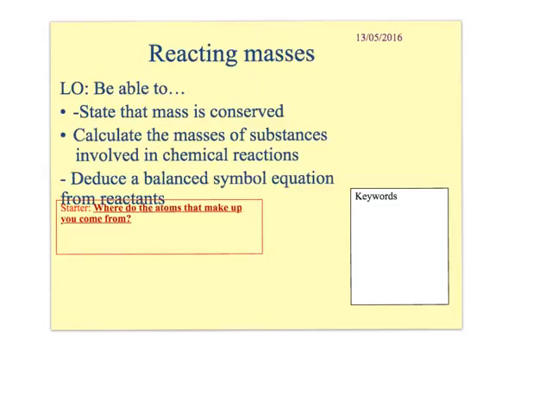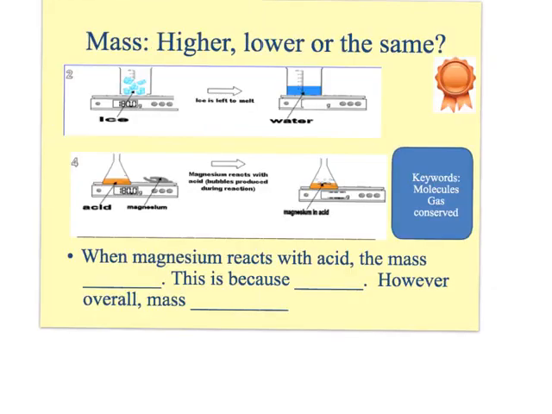But one of the things I want you to think about is where do the atoms that make up you come from? So you're made up of an awful lot of oxygen, hydrogen, carbon, a little bit of sulfur, a little bit of phosphorus. Where do those atoms actually come from? You are mostly made of oxygen, hydrogen, carbon, nitrogen, sulfur, phosphorus. But those atoms that make up you have come from somewhere, and they come from the food that you eat. So where does the food you eat come from?